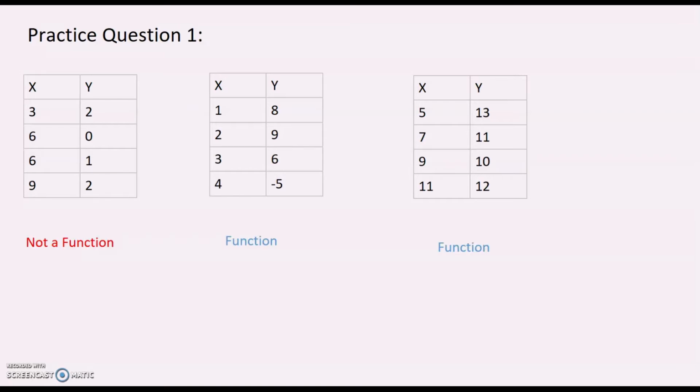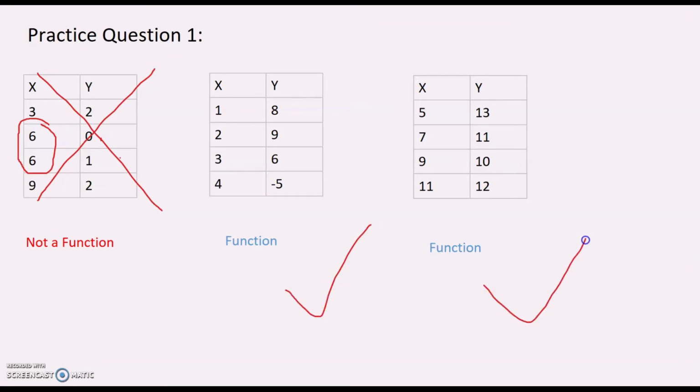Now that you've finished answering the questions, let's go through the solutions. In the first chart, the x value 6 appears 2 times. This means that it has two corresponding y coordinates, which are 0 and 1. This means that this relation is not a function. However, for the other two charts, each of the x coordinates has one and only one corresponding y coordinate, meaning that they are both functions.